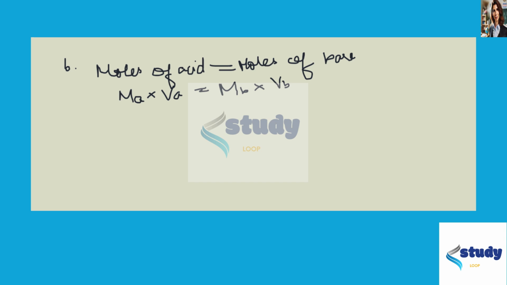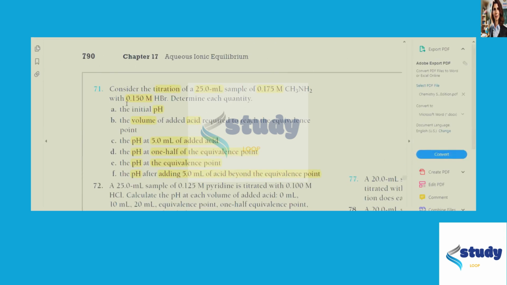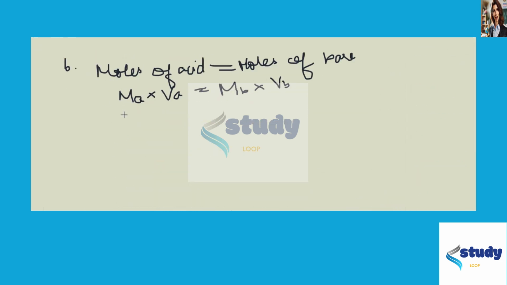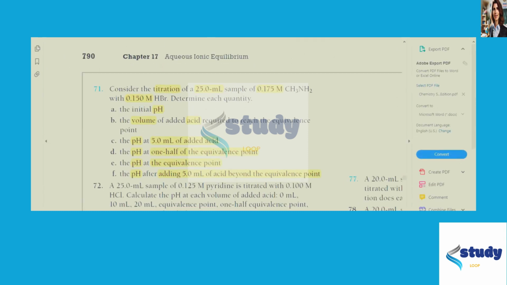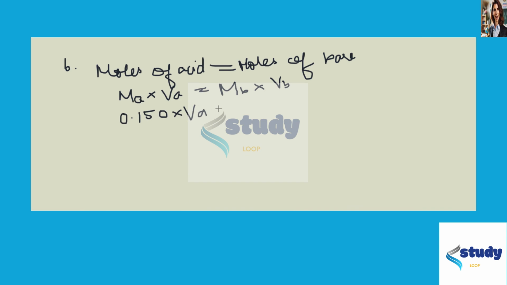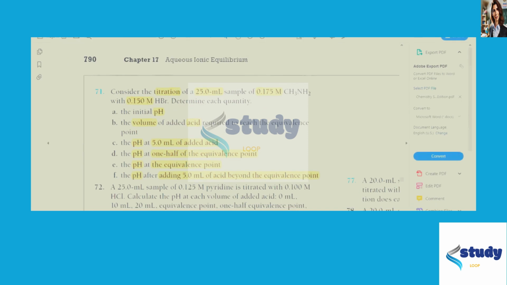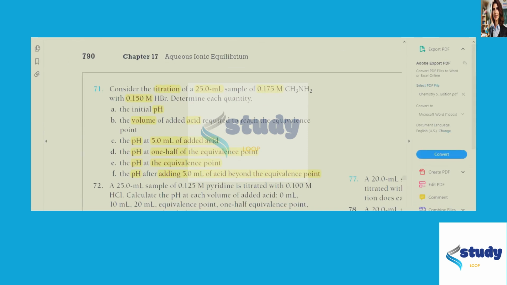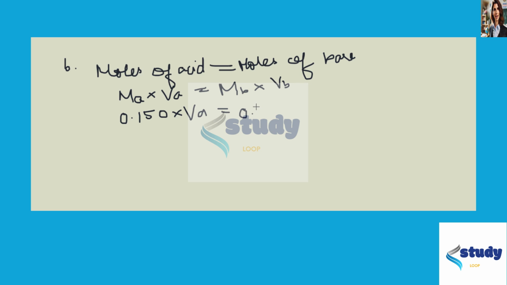So the molarity of the acid, as given in our question, is 0.150. Remember that the volume of the acid is what we need to find, so it's the unknown quantity over here. The molarity of the base is 0.175, and the volume of the base is 25 milliliters.